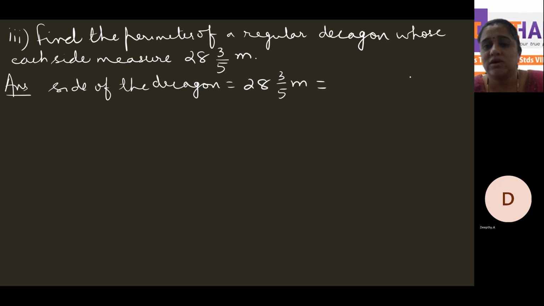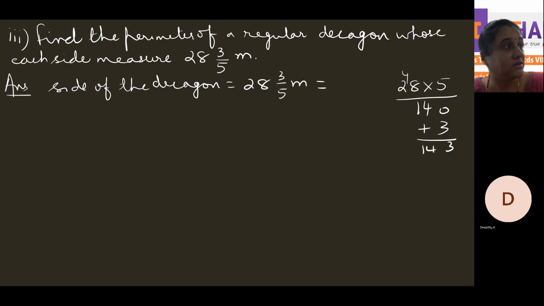No, see here, I'll do it for you. So you need to multiply 28 and 5. 28 into 5. 5 8s are 40, 4 carried over. So 5 2s are 10 plus 4, 14. Plus 3, 143. So 5 into 28 is 140 plus 3. 143 divided by 5.